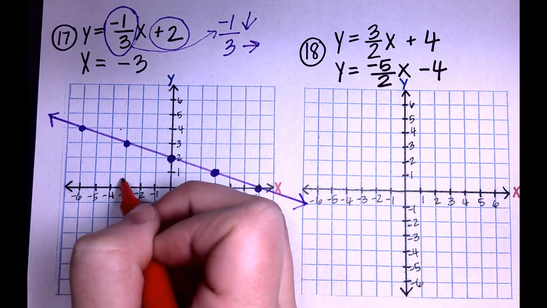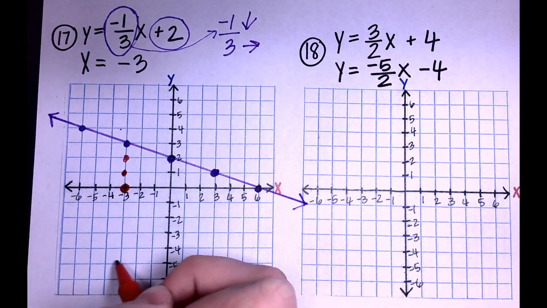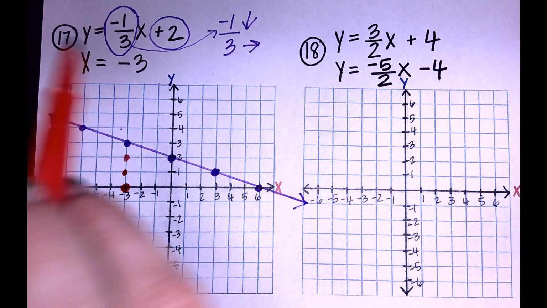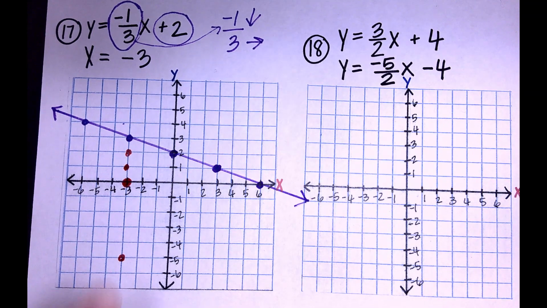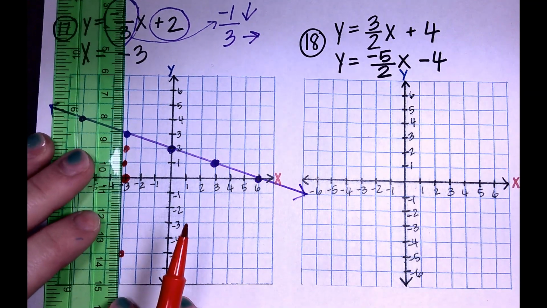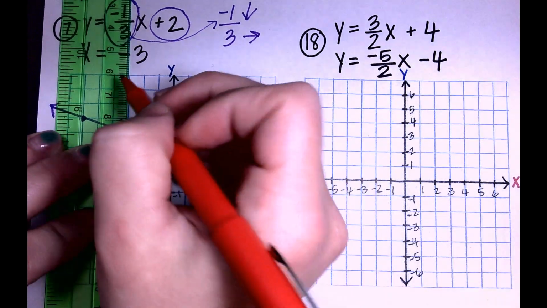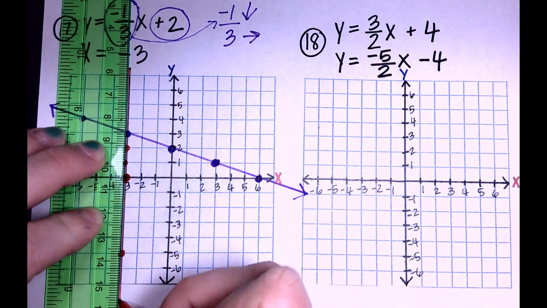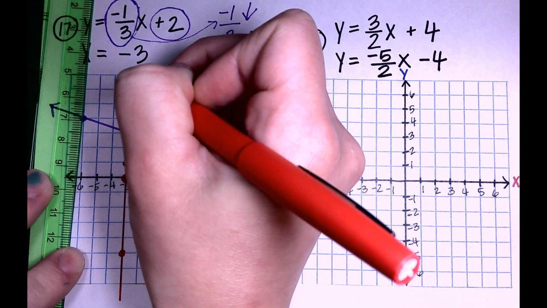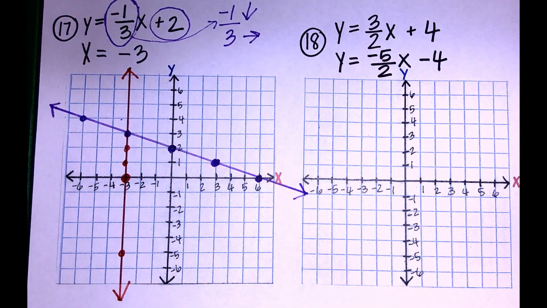I could draw a point here for x is negative 3. I could do it here. I could go down here at negative 3. I could do it anywhere as long as my x is negative 3. So what you'll notice is no matter how many points you decide to put on there, you are going to end up with a straight up and down vertical line going through negative 3 on the x-axis.